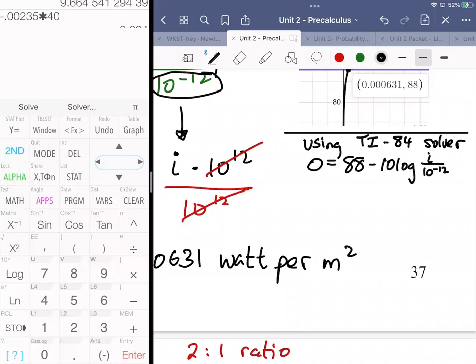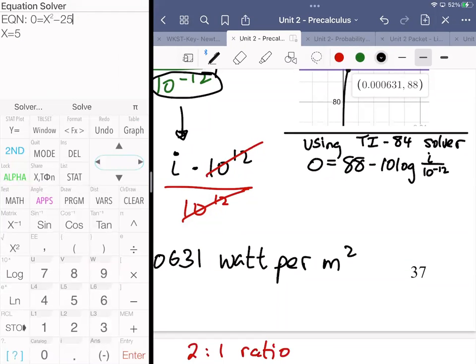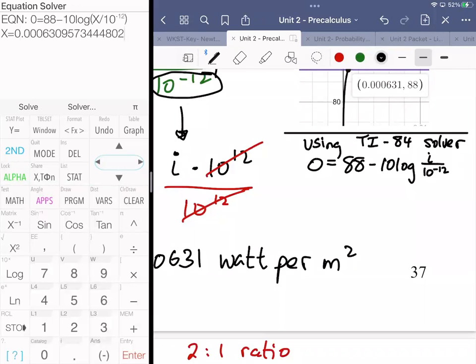All right. So math, go to solver, put in your equation. Again, 88 minus 10 log. We're going to use x divided by 10 raised to the negative 12th. And then alpha enter on the x equals, because the answer is certainly not 5. But if I hit alpha enter, it'll solve that equation for me, 0.000631.